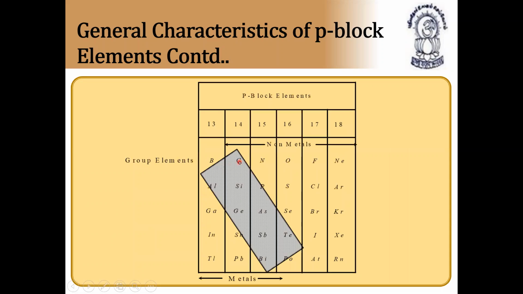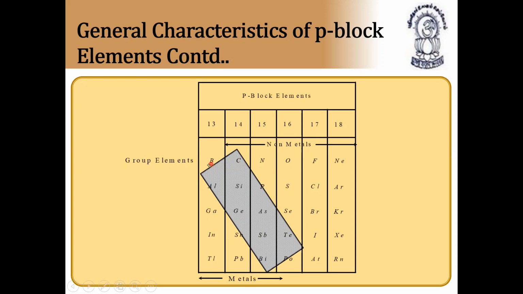So you can see here carbon is a non-metal, and bismuth is a metal. So thallium, lead, bismuth, polonium, astatine, and radon. These are all metals. Polonium is a radioactive metal. Astatine is also a radioactive metal. Astatine is not a metal, it's a halogen, but still it is a non-metal. And thallium, lead, bismuth, polonium, all are metals. And boron, carbon, nitrogen, oxygen, fluorine, all are non-metals.